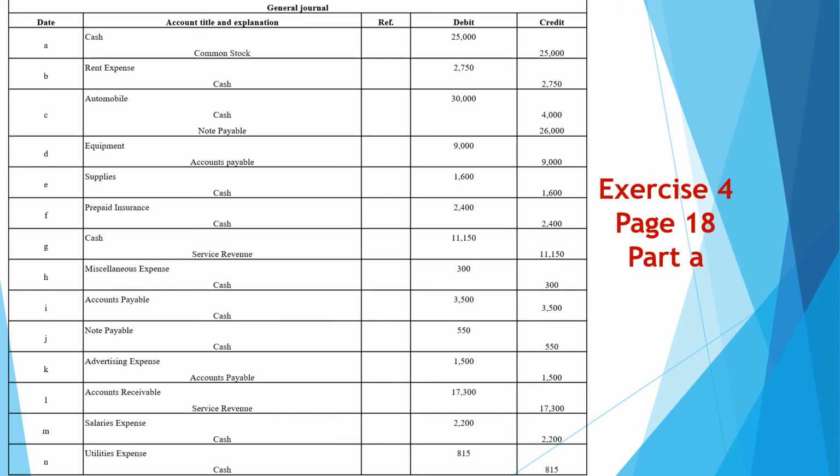Transaction J, paid note payable, 550. The concept of this transaction is similar to the last one. Since note payable is the account of the creditors as well, but in this case we gave the suppliers or the creditors a note to prove their debt. However, note payable is a liability account and has a credit normal balance.